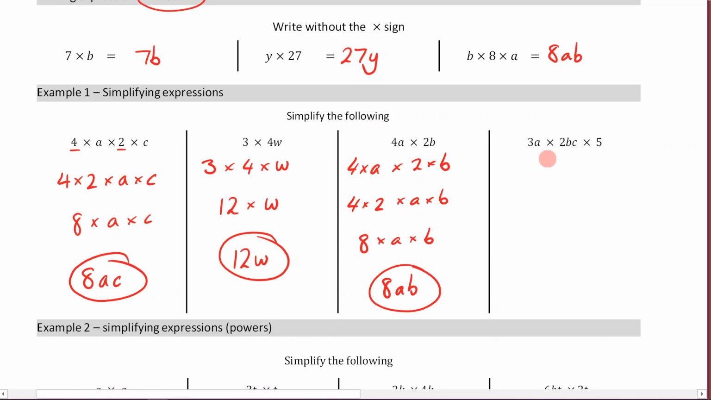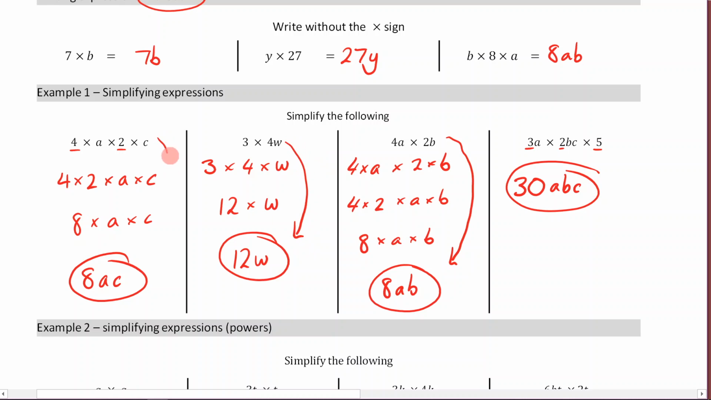Perfect. Now, after a while, what you'll realize is, hey, I'm just multiplying all the numbers. So 3 times 2 is 6, 6 times 5 is 30, and then I'm just putting all my pronumerals next to each other. So what you'll realize is that these steps here aren't necessary. You can go straight from there to there, straight from there to there, straight from there to there. You don't need these steps in between. You can go straight to the answer.